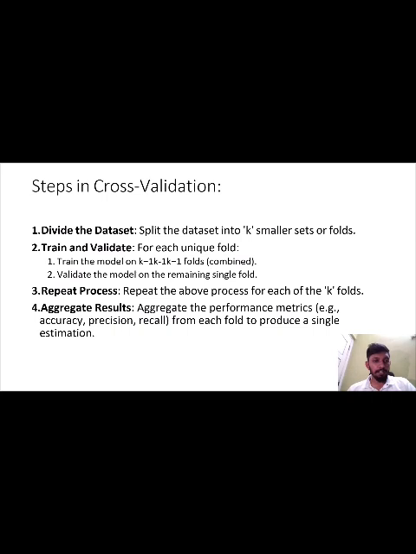Steps in cross validation. Point number one, divide the dataset. Split the dataset into K smaller sets or folds. Point number two, train and validate for each unique fold. Train the model on K minus 1 folds. Validate the model on the remaining single fold. Repeat the process above for each of the K folds.